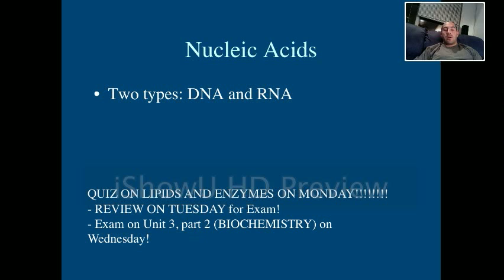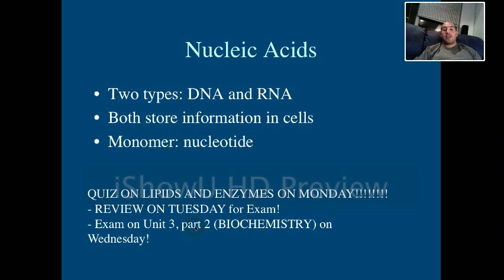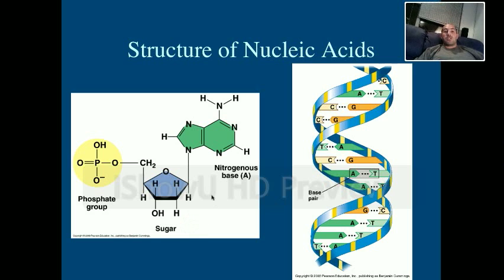Now there's 2 types of nucleic acids, and those are DNA and RNA. Both store information in cells. And you've heard of deoxyribonucleic acid, ribonucleic acid, and the monomer of them are nucleotides, and there's 4 different nucleotides. They contain phosphorus in there. Now, the structure of a nucleic acid is important to pay attention to here. You've got a phosphate group connected to a sugar and a nitrogenous organic base.